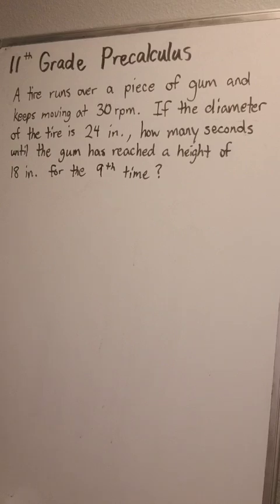So the problem says a tire runs over a piece of gum and keeps moving at 30 revolutions per minute. If the diameter of the tire is 24 inches, how many seconds will pass until the gum has reached a height of 18 inches for the 9th time?